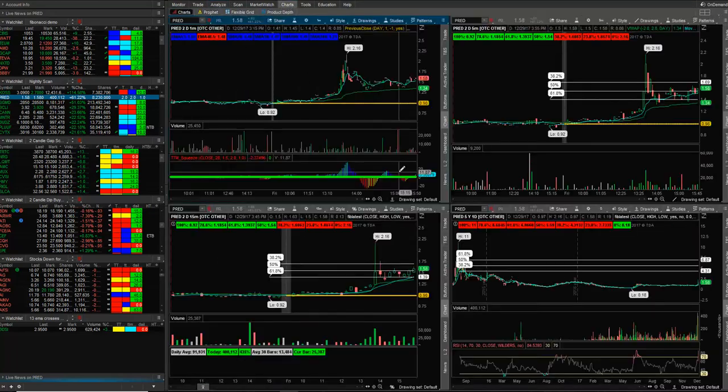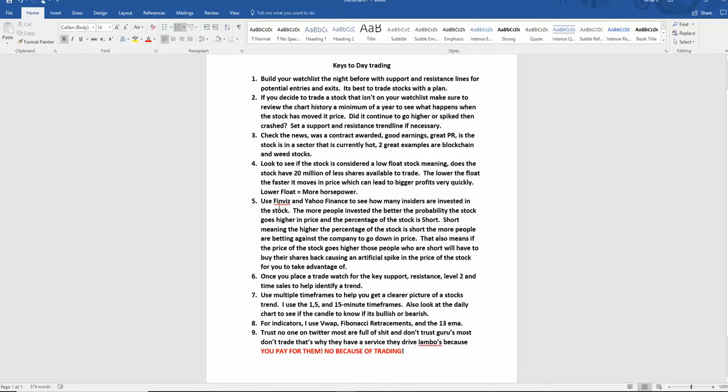So let's go profit. What I do then is use FinViz and Yahoo Finance to see the news, and see how many insiders are invested in the stock. The more people invested, the better the probability the stock goes higher in price. And the percentage of the stock that is short. Short means the higher the percentage of the stock that is short, the more people are betting against the company for the price to go down. It also means that if the price of the stock goes higher, those people who are short will have to buy their shares back, causing an artificial spike in the price of the stock for you to take advantage of.